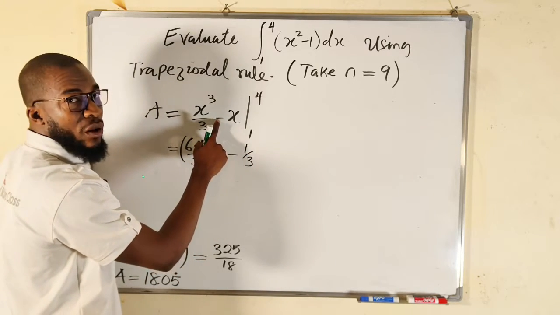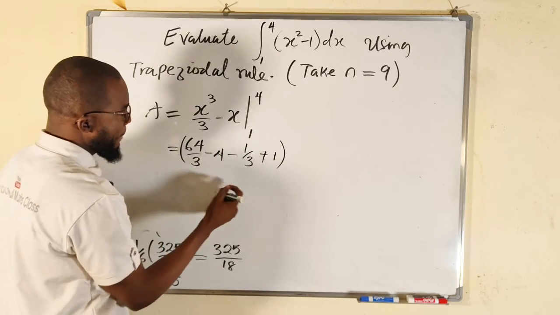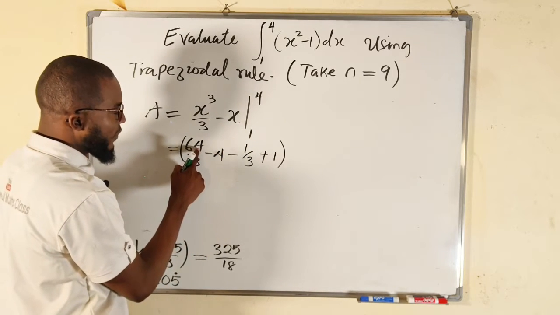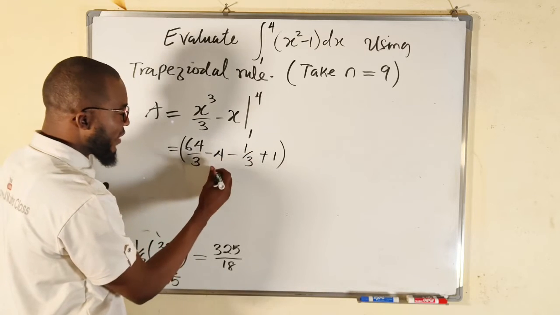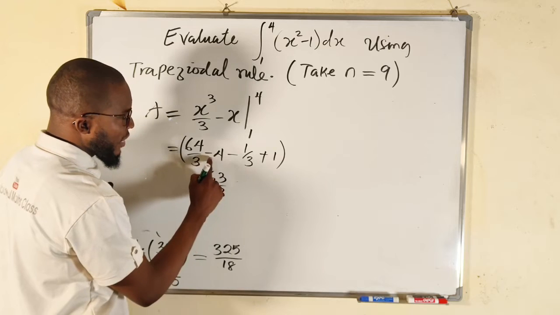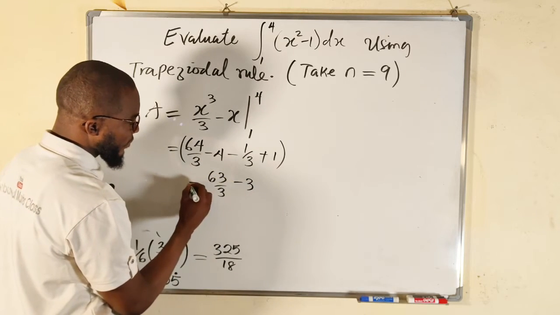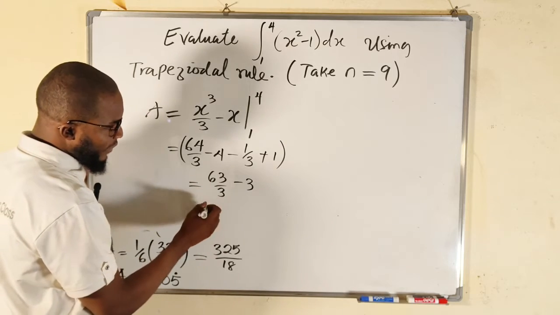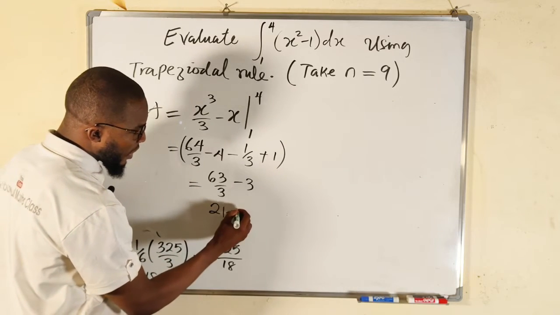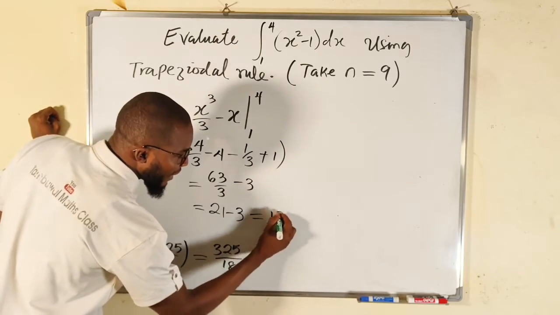Then this minus will become plus since we are subtracting. We have 1 here. 64 over 3 minus 1 over 3, that will give us 63 over 3. The minus 4 plus 1, that will give us minus 3. This will give us 21 minus 3. And 21 minus 3 is equal to 18 exactly.